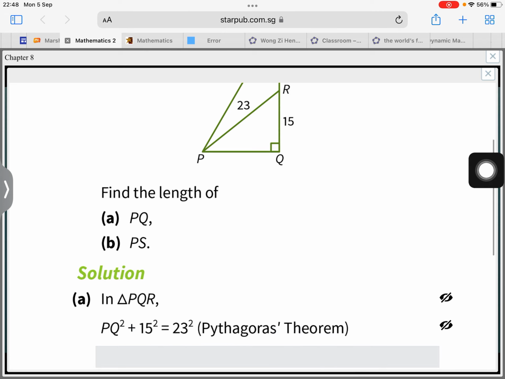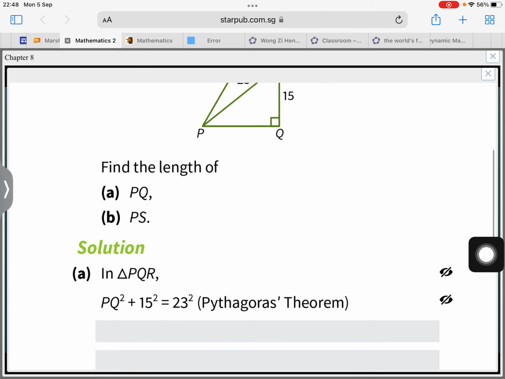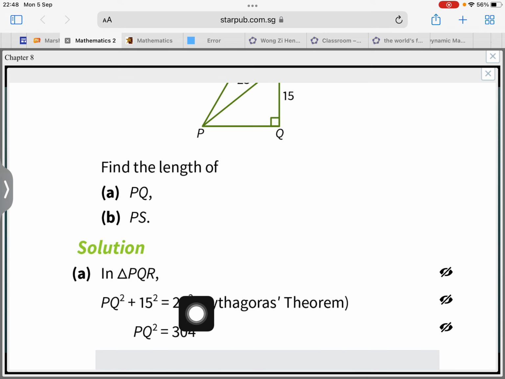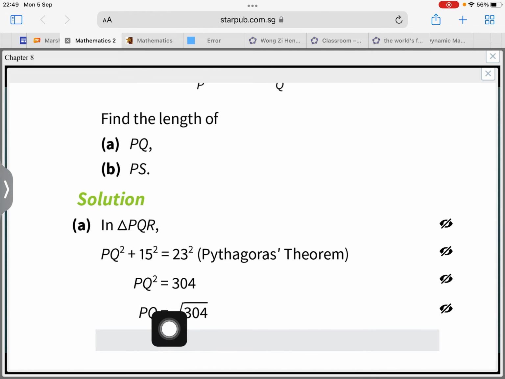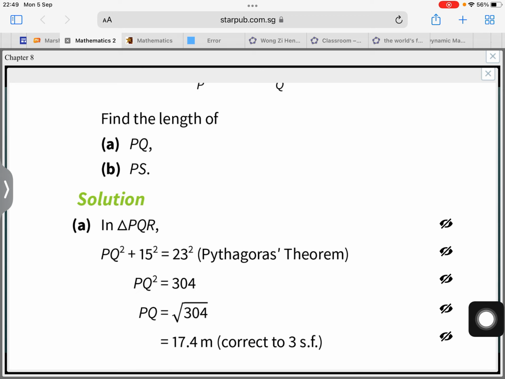Make sure you do it right by Pythagoras theorem. So PQ square plus 15 square will be equal to 23 square. Then you do some manipulation: PQ square will be equal to 23 square minus 15 square. You can use your calculator. 23 square minus 15 square should give you 304. After that, take square root on both sides, remember. So PQ equals plus minus square root of 304, and then you get 17.4 meters.